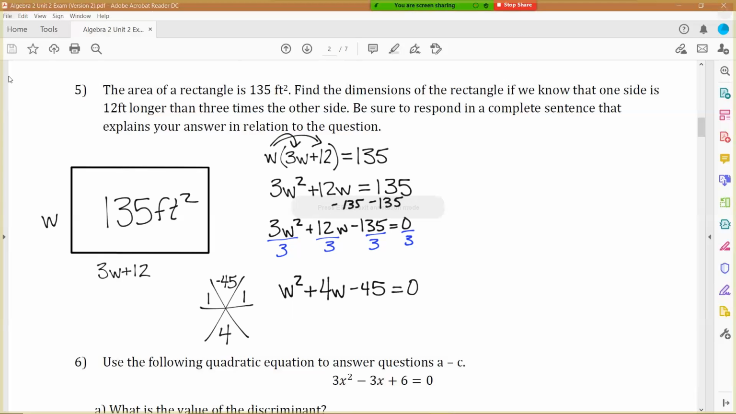So now we're looking for two numbers that multiply to give us negative 45, but add to give us 4. Negative 5 times 9. So if I look at these two sides, neither one is going to reduce. So I'm just going to go back over here. My two factors are going to be w plus 9 and w minus 5.